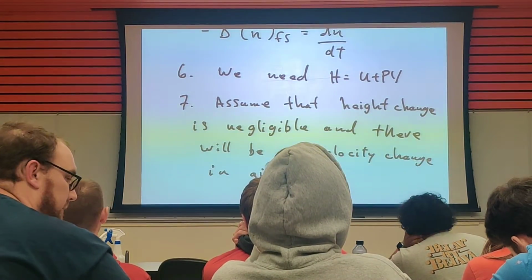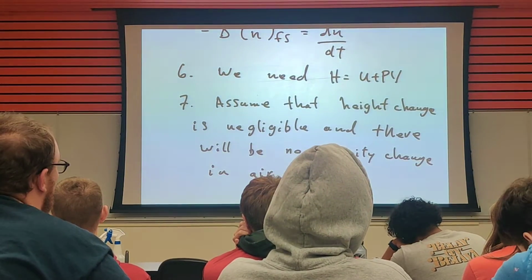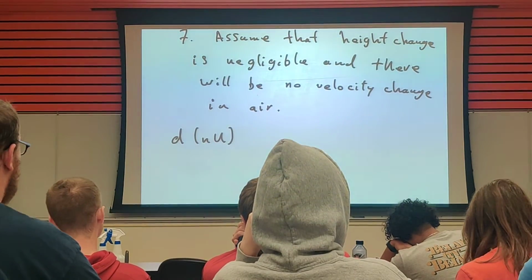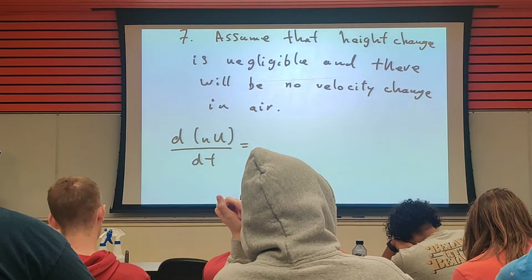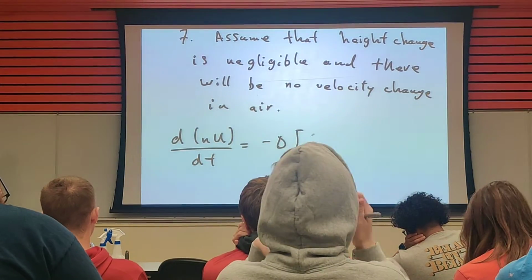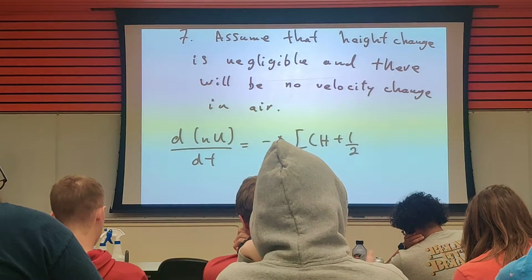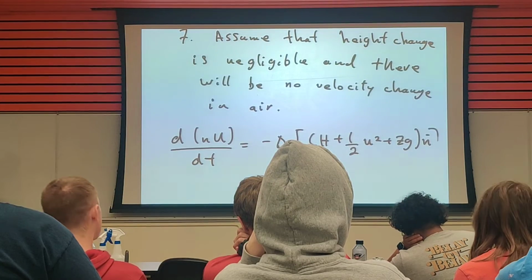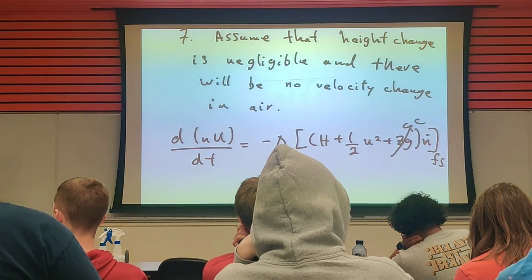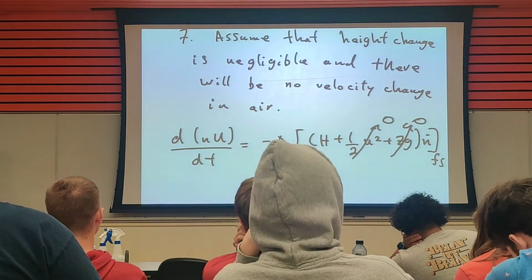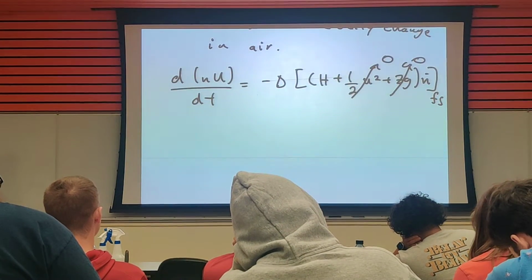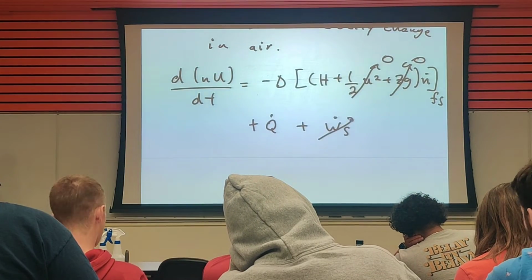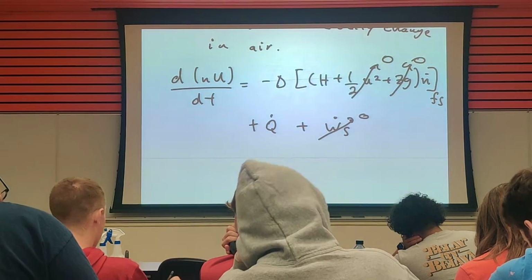All right. So with that being said, let's go to this continuity equation. So we have dU/dt is equal to minus delta of (H plus 1/2 u squared plus gz) times n dot over the flowing streams. So this we can directly argue doesn't matter. And plus Q dot plus Ws dot. So Ws dot is certainly equal to 0, but Q dot is not equal to 0.